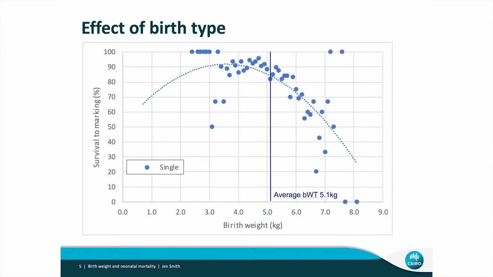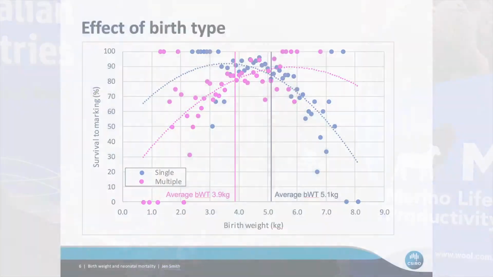If we add the effect of litter size into this, we see two slightly different curves. So this one here just shows you the lambs that were born as singles, and you can see that most of them are somewhere close to the mean birth weight. The birth weight of single-born lambs is heavier than the overall mean, but then survival starts to decline as they get much heavier than the average birth weight.